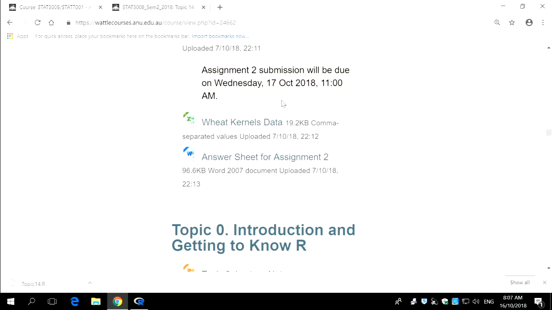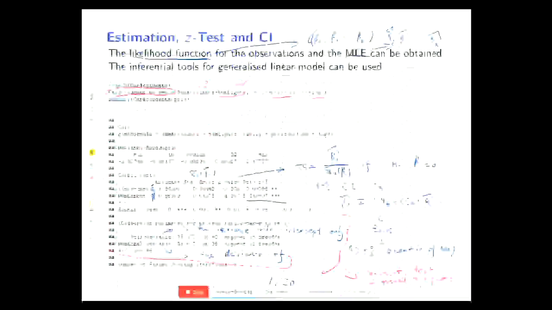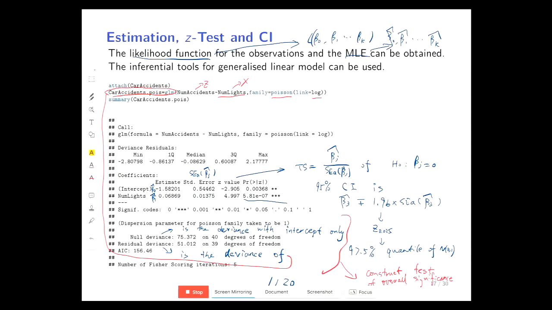So let's continue the previous topic. Our previous topic is about the Poisson log linear regression model, a new type of regression model. The Poisson log linear regression model is used to model the number of rare events, if you still remember.